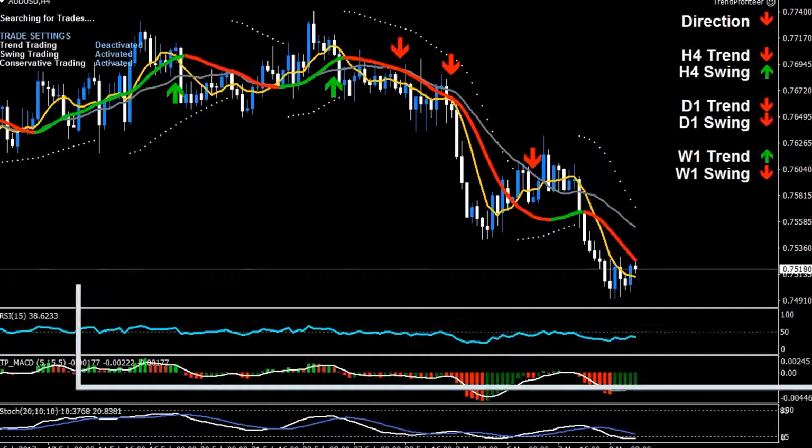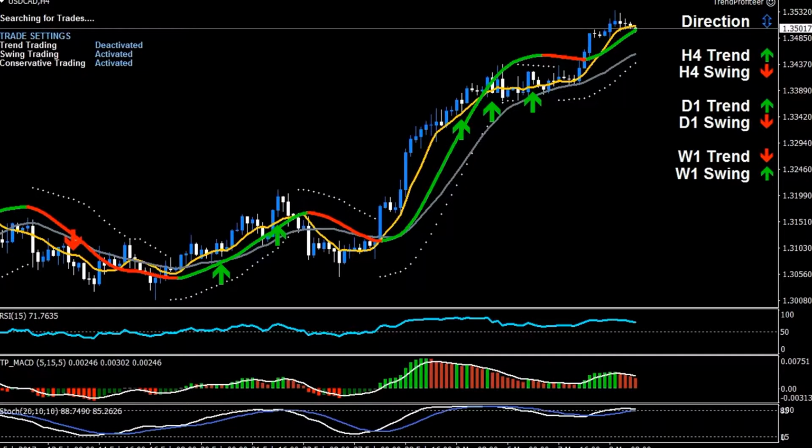Every time. Dollar CAD, great example here of a swing trade here, here, here, here, and here. So it's all about being able to get in during that trend whilst it's in the middle of a multi-dimensional trend, and using your MACD and RSI to identify those opportunities and exploit the market for all it's worth.